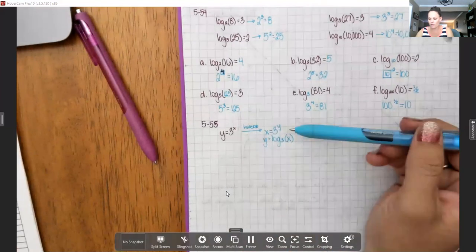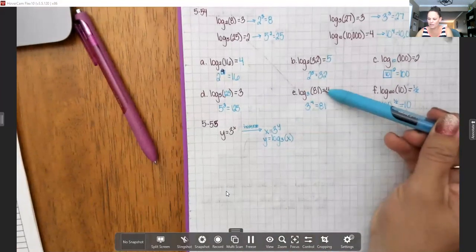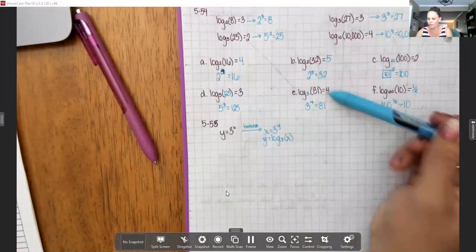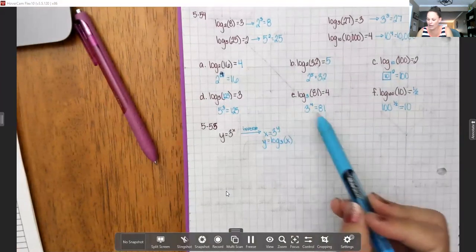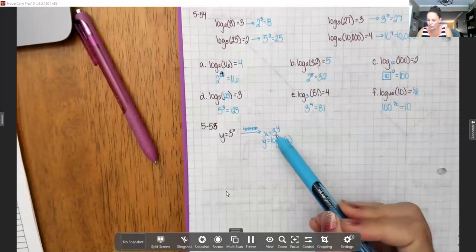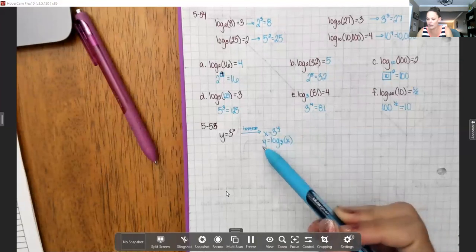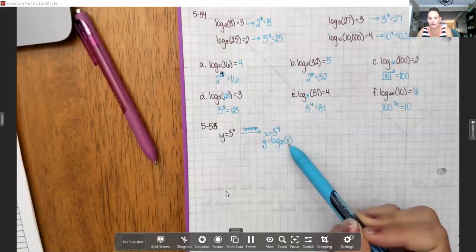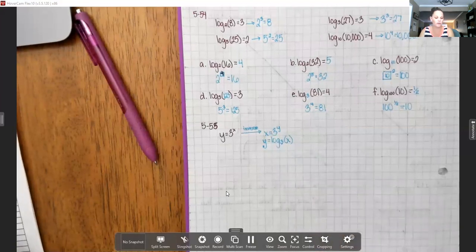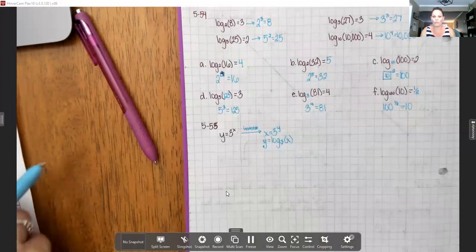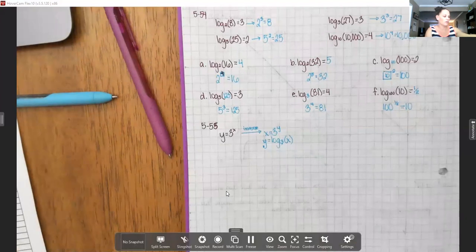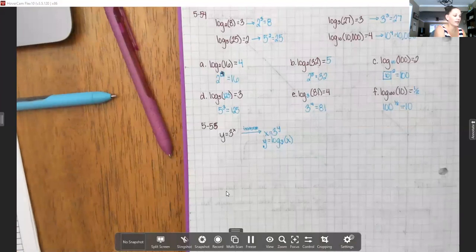So if you think about this and this, these are exactly what we were doing right here. 3 to some power equals x, just like right here. So the 3 here is the 3 here. It's a little 3 on the log. The exponent is the number by itself, and then the number that was by itself is what you're taking the log of. Do we have questions before we go to the next part?